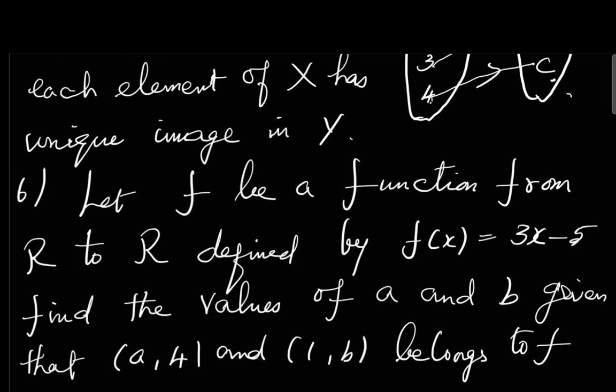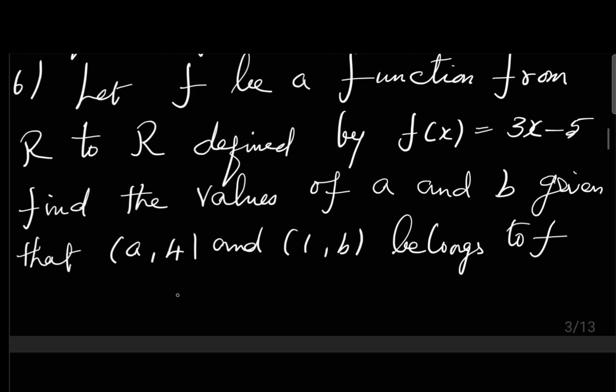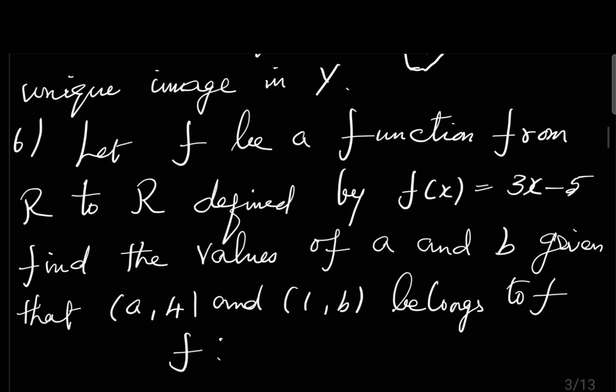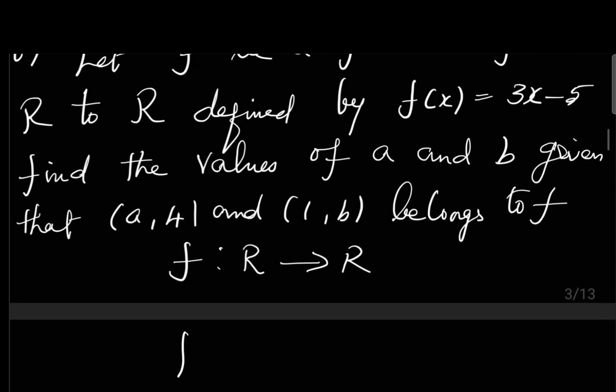See the next sum. Let f be a function from R to R, defined by f of x is 3x minus 5. Find the values of a and b, given the ordered pairs: a is mapped onto 4 and 1 is mapped onto b. You find the value of a and b. Given f is a function from R to R such that f of x is 3x minus 5.